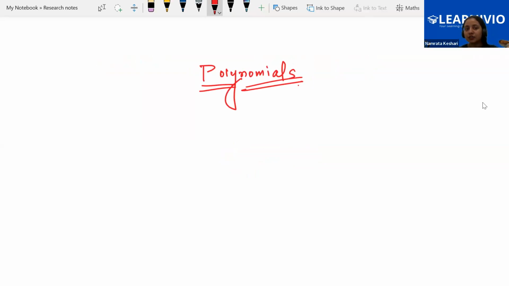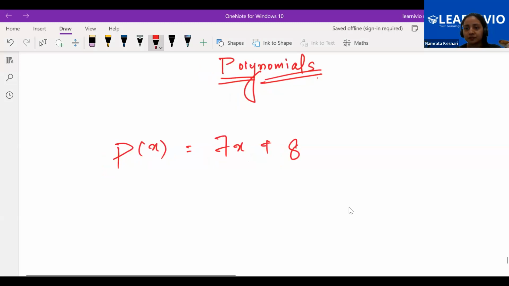So first thing first, how to find the zeros of the polynomial. Suppose I'm writing a polynomial over here. Let's say p(x) = 7x + 8. Can you tell me, Gungun, what will be the zero of this polynomial? It will be 8 by 7. Will it be positive 8 by 7 or negative 8 by 7?